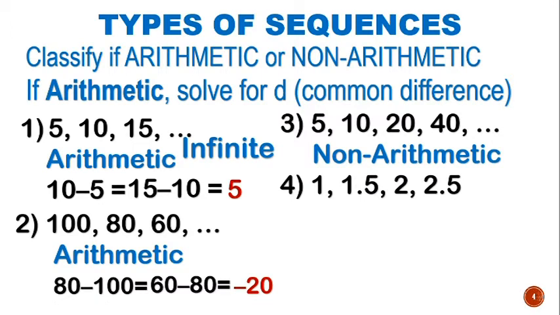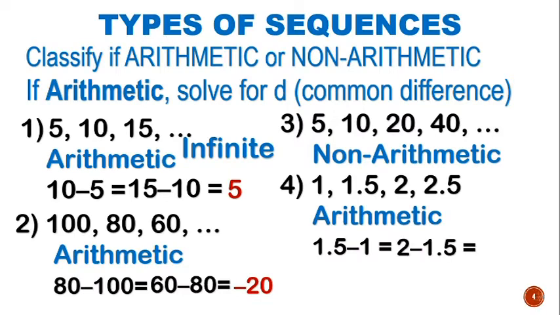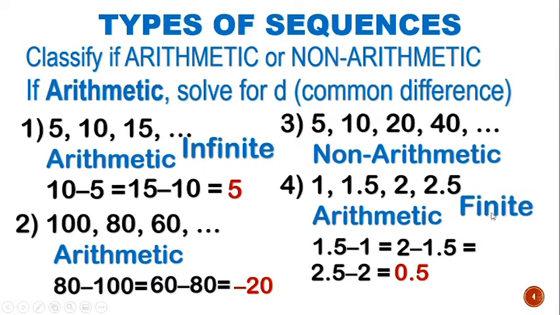So, subtract ulit. 1.5 minus 1, 2 minus 1.5, 2.5 minus 2. Lahat ba yun kailangan gawin? Oo, kasi kailangan lahat ma-check natin kung pare-pareha sila. And since, yes, this is arithmetic because ang mga sagot doon sa ginawa natin kanina ay lahat 0.5. At since nagtatapos ito or merong hangganan, merong last term, at pag tinanong ano yung last term, yun yung 2.5. Ang tawag sa kanya ay isang finite sequence.